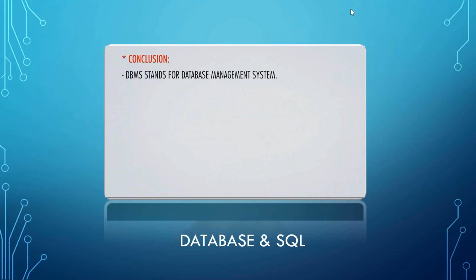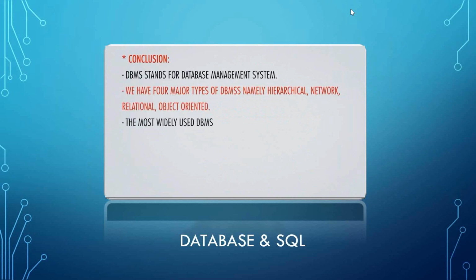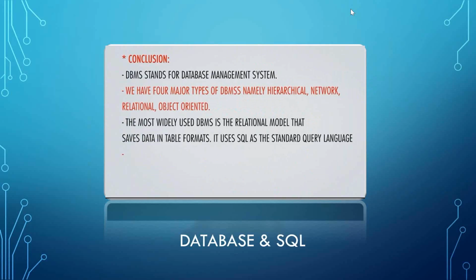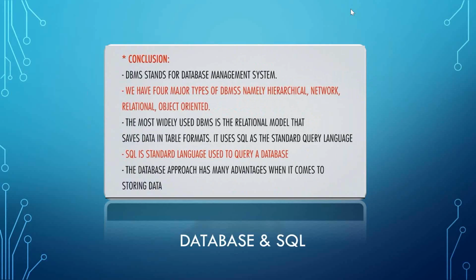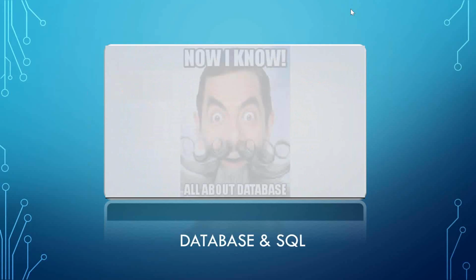DBMS stands for Database Management System. We have 4 major types of DBMSs called hierarchical, network, relational, and object-oriented. The most widely used DBMS is the relational model that saves data in table formats. It uses SQL as the standard query language. SQL is the standard language used to query a database. The database approach has many advantages when it comes to storing data compared to the traditional flat file-based systems.